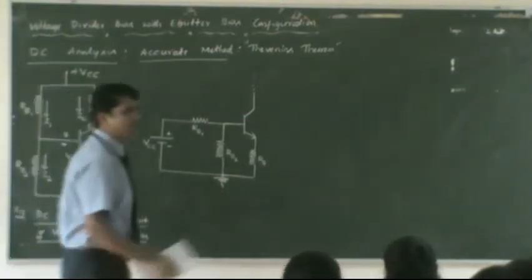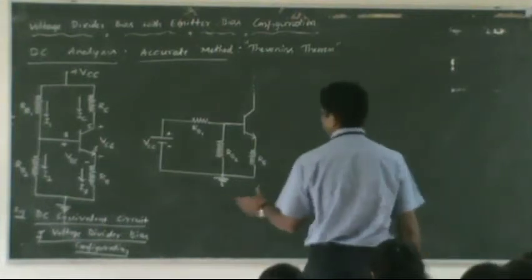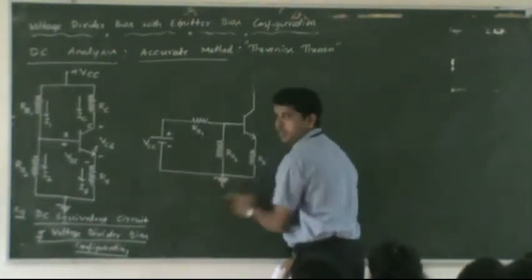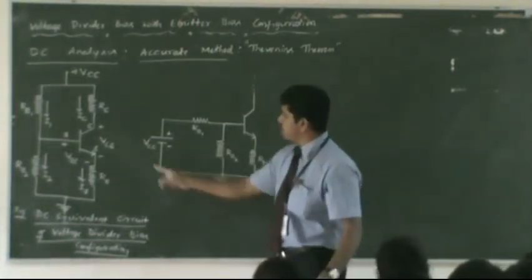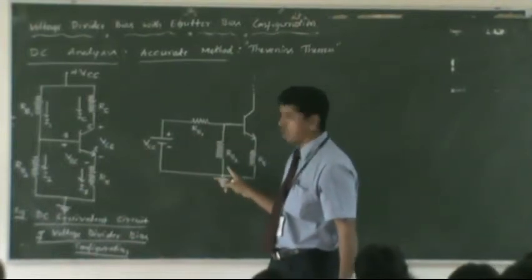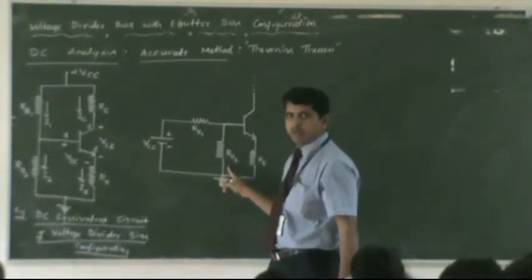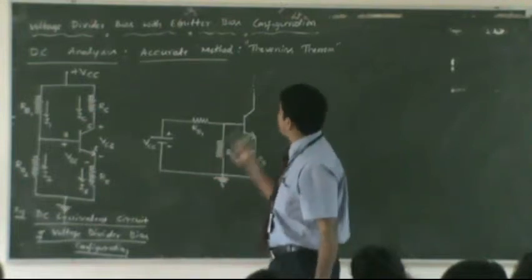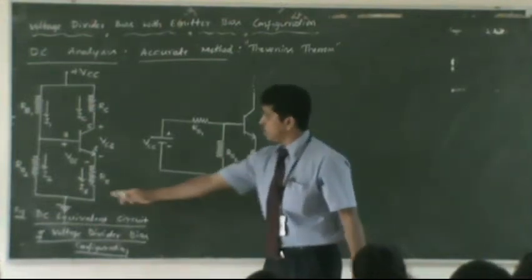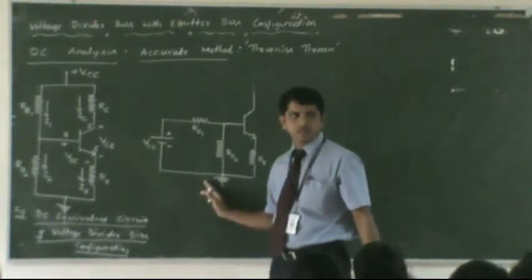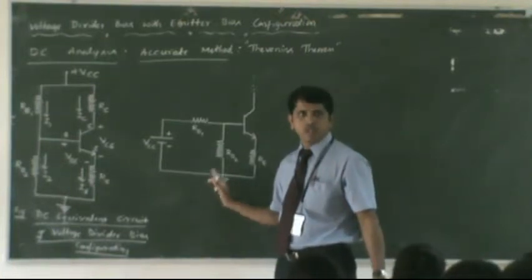Now we can apply Thevenin's theorem. I will write the Thevenin's equivalent of this input section. As we said already, the input section consists of VCC, RB1 and RB2. To simplify it, we apply Thevenin's theorem. Any questions from here to here? Have you understood how we got this circuit?